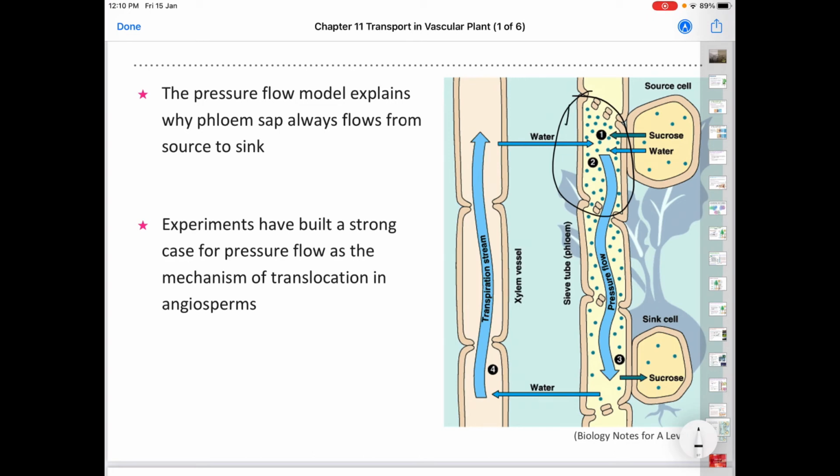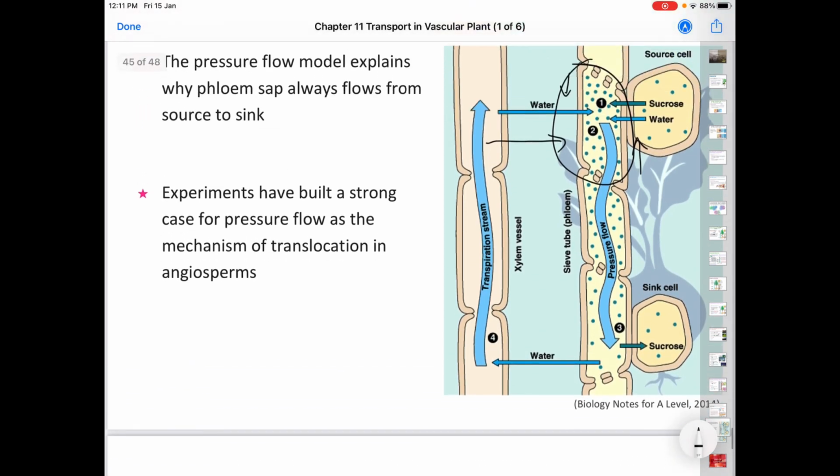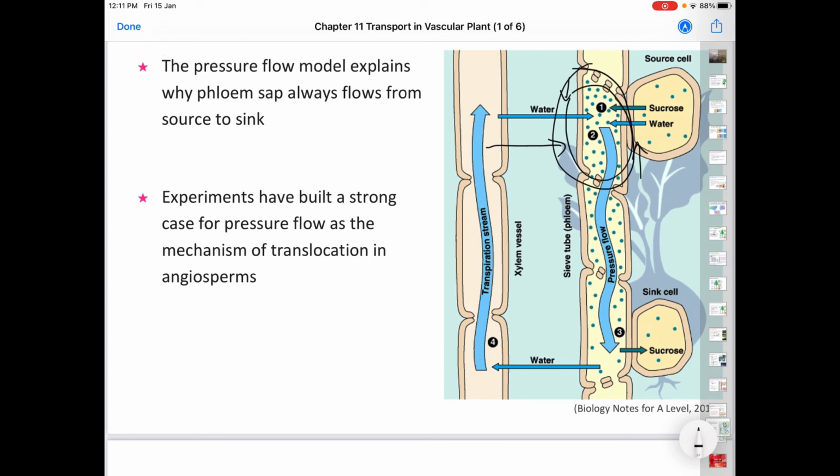When there is a high concentration of sucrose, the water potential is lower. So in order to balance this, water from the xylem will be absorbed. When water from xylem is absorbed into the sieve tube, what happens? It increases the pressure inside the sieve tube. So the pressure inside the sieve tube is increased because of the movement of water from xylem to the sieve tube. That creates a very high pressure, called positive pressure, and that pressure will help the movement of the sap to the next sieve tube.